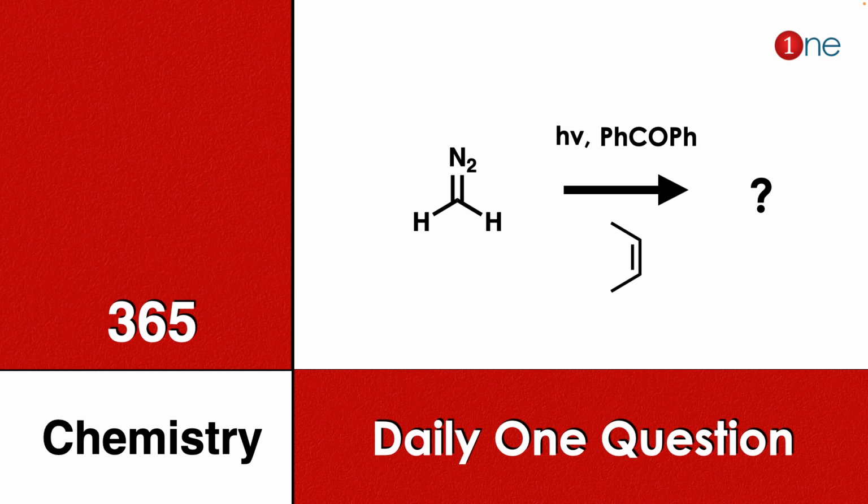Daily one question for you. Here you have diazomethane, which has a double bond to nitrogen, and you are reacting it with light and benzophenone. You are reacting with an alkene. You have to find what the final product will be.